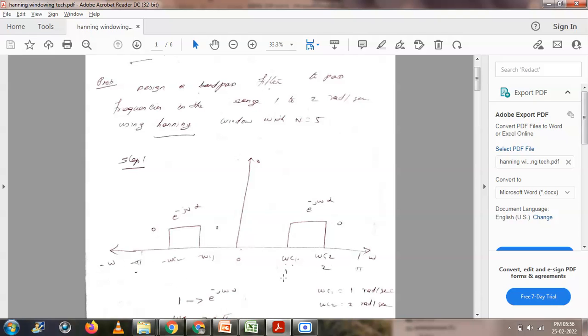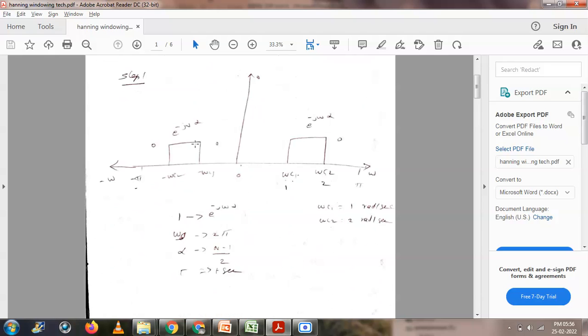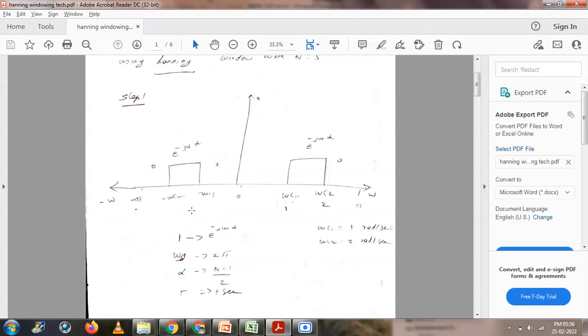Omega c1 is 1, omega c2 is 2. So the range is 1 and 2. This is for the positive side and this is for the negative side. So the same, you see this is positive omega c1 to omega c2, or negative minus omega c1 to minus omega c2. This is omega and this is minus omega. So this is step 1.